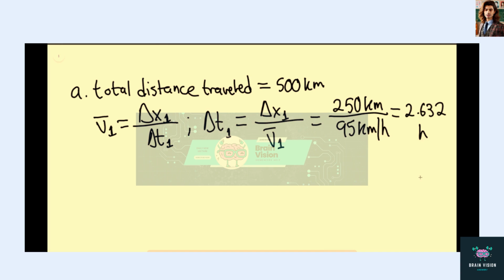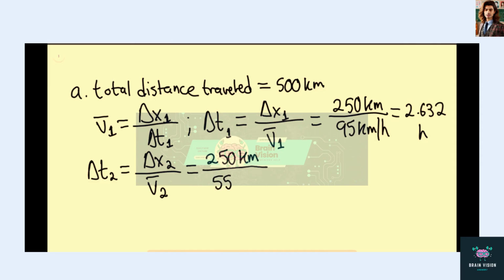For the second time, delta t sub 2, this would equal delta x sub 2, which is again 250 kilometers, and then divided by the average velocity in the second portion. So this would be 250 kilometers divided by 55 kilometers per hour. And this is giving us 4.545 hours.